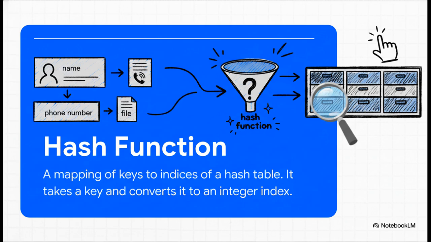At the very heart of this system is something called a hash function. Now, the best way to think about it is like a super efficient receptionist for your data. You can give it any piece of information, your name, a phone number, a huge file, whatever, and it instantly gives you back a specific drawer number where that information belongs.